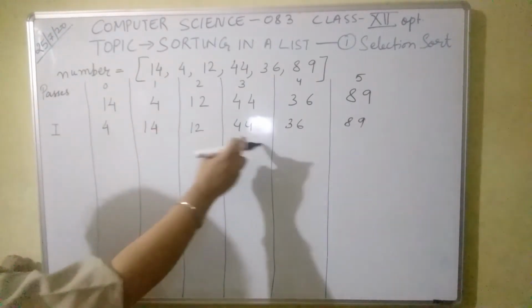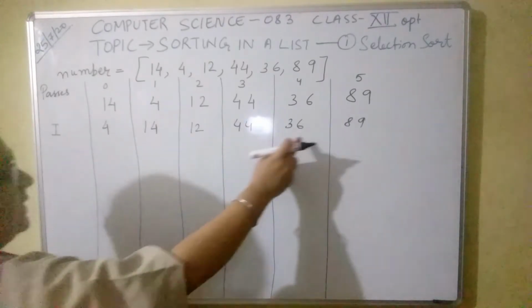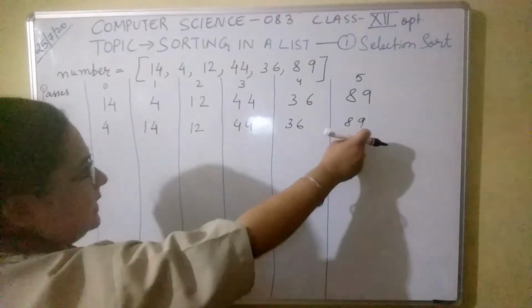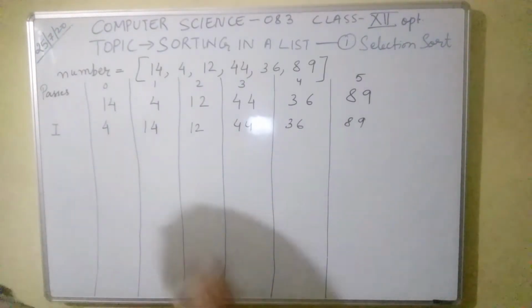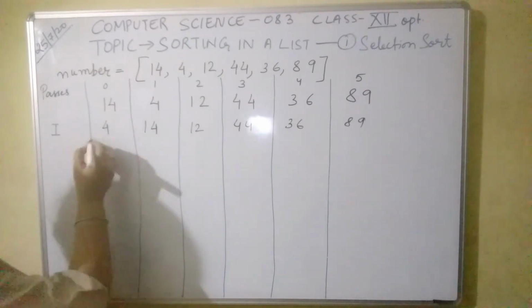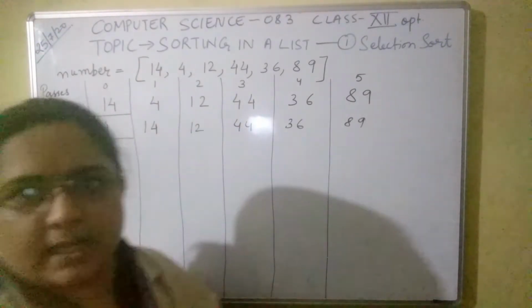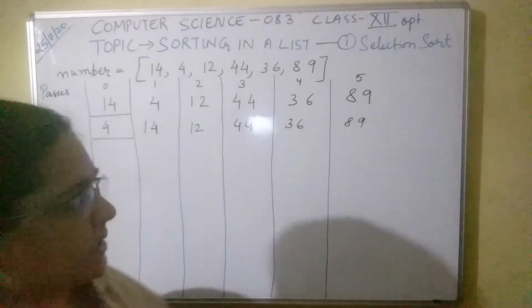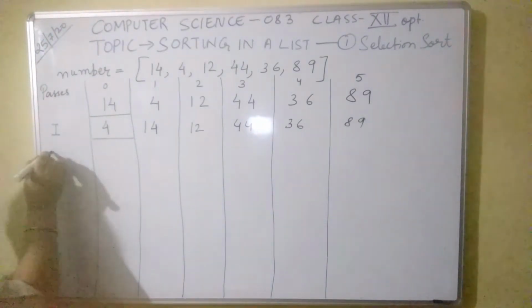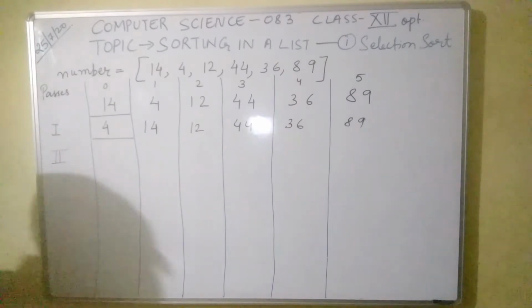Is 4 less than 44? Yes. Is 4 less than 36? Yes. Is 4 less than 89? Yes. So that means its position is now fixed over here. So 4 is the smallest element in the entire list. Now we start with the second pass.